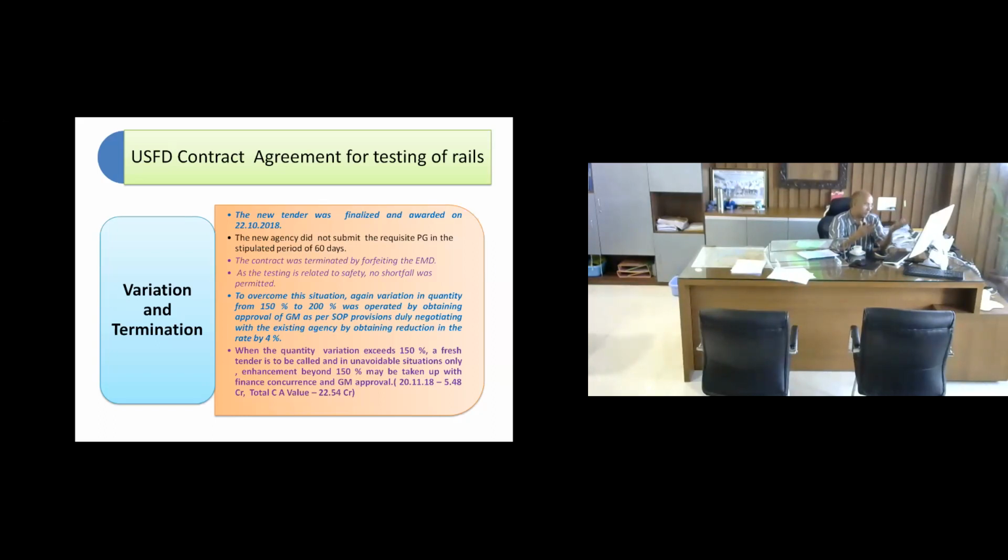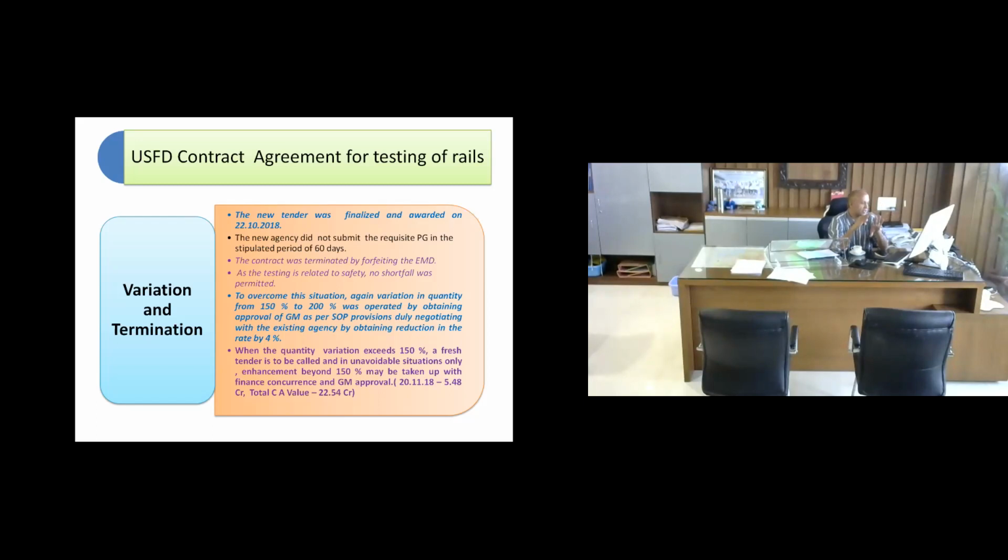Then we even went to our counterpart in finance and told them this is happening. So we processed the case knowing that this man is not going to turn up. With finance concurrence and the GM's approval, finally we went up to 200%, and in the meantime, we floated another tender. So the message from this case is that at times variation becomes inevitable because USFD testing of rails cannot be put on hold.